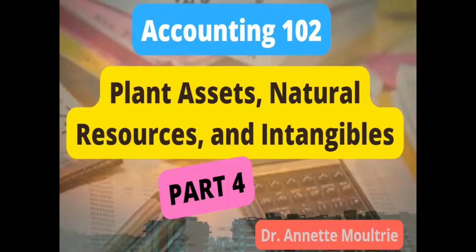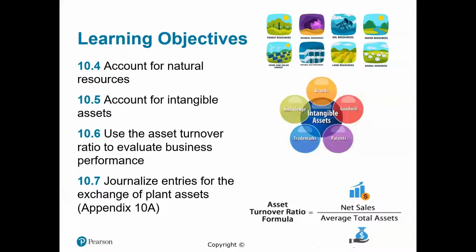This is part 4 of plant assets, natural resources, and intangibles. In this video, we will discuss learning objectives 4, 5, 6, and 7. 4 deals with the account for natural resources. 5 is the account for intangible assets. 6, use the asset turnover ratio to evaluate business performance. And finally, 7, we're going to discuss journalize entries for the exchange of plant assets.